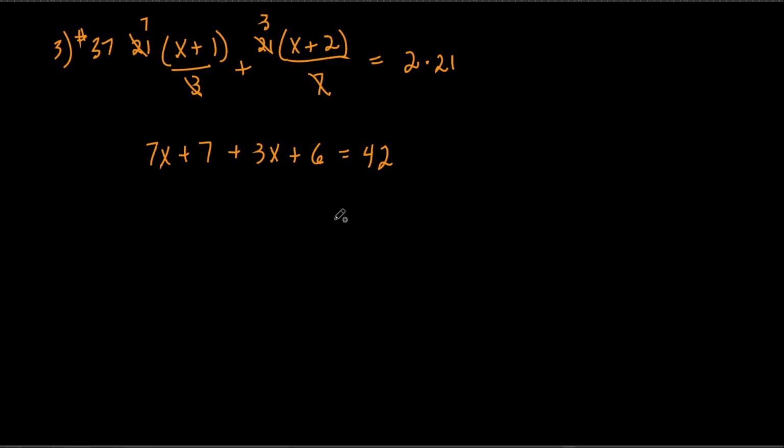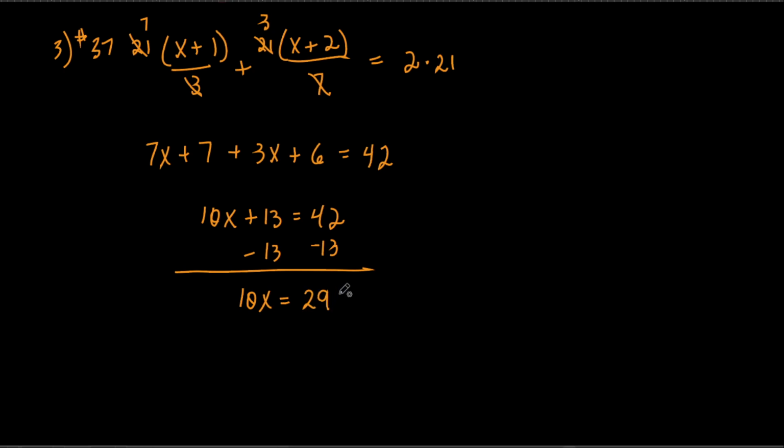Make sure I'm adding and subtracting everything right, okay? Because sometimes I go too fast and I mess up. Let's add like terms. 7x plus 3x is 10x. 7 plus 6 is 13. And that equals 42. Excuse me. Did I do everything right so far? Yeah, I think so. Subtract 13 from both sides. So 10x equals, what's that? 29, is that right? Okay.